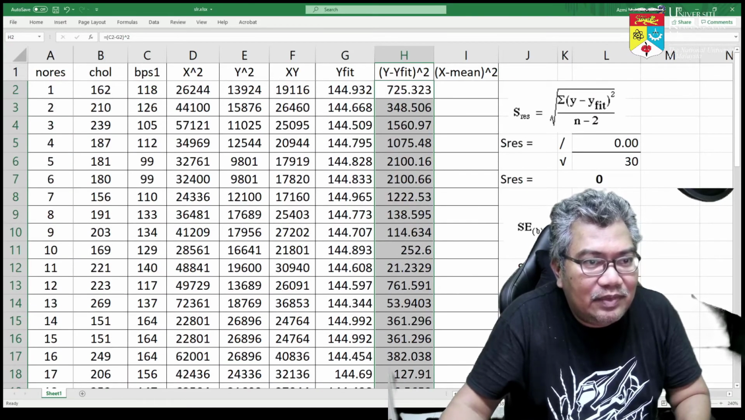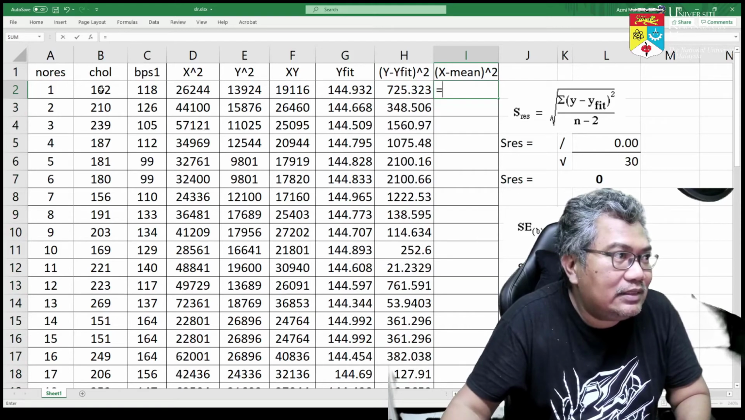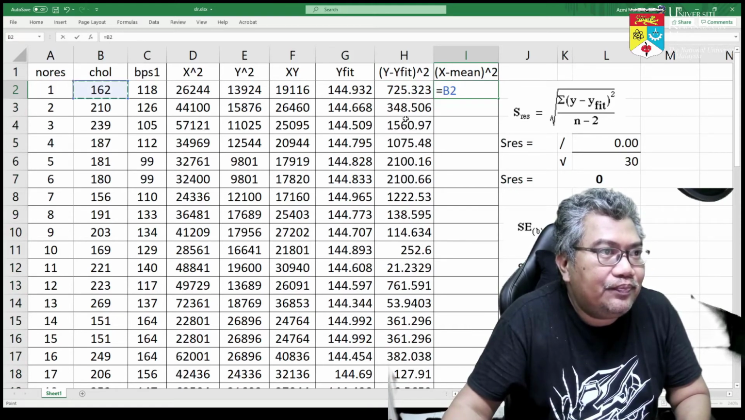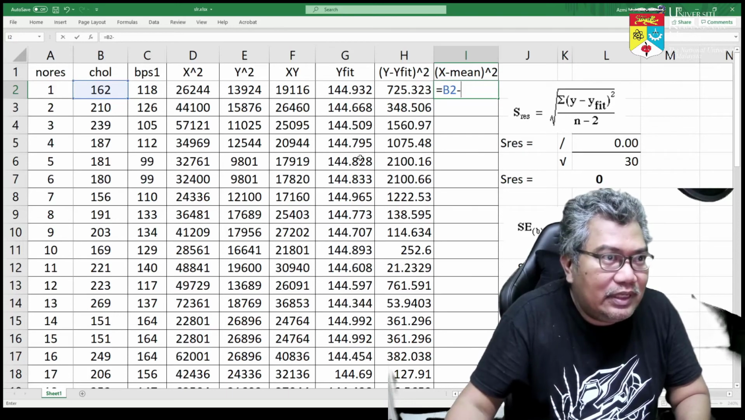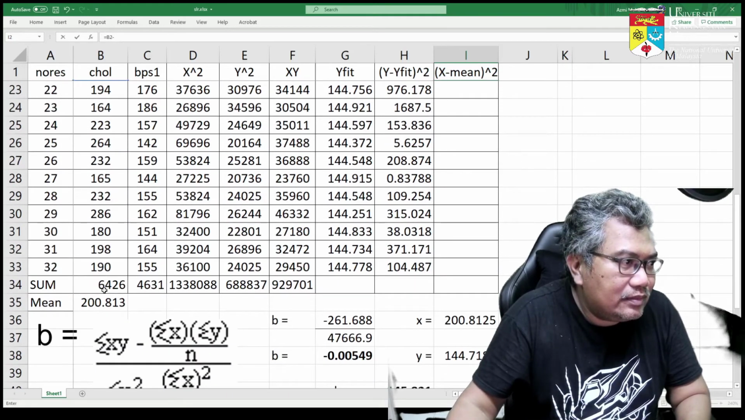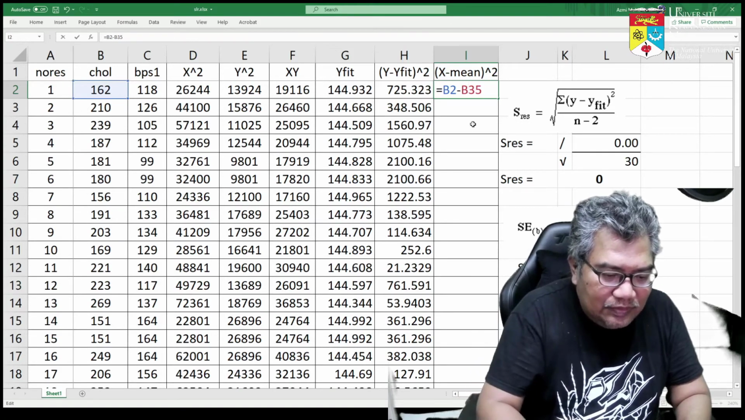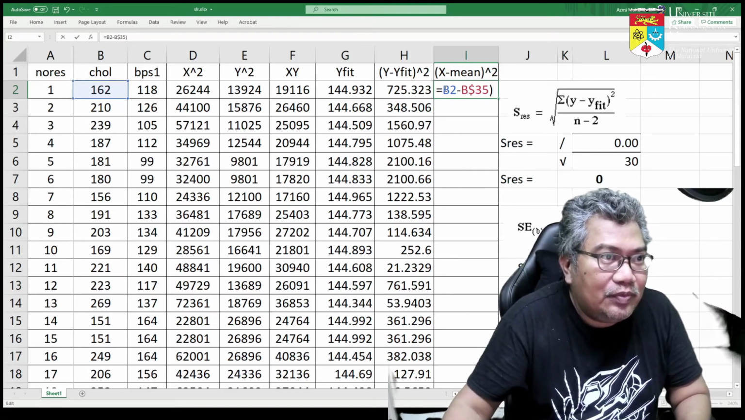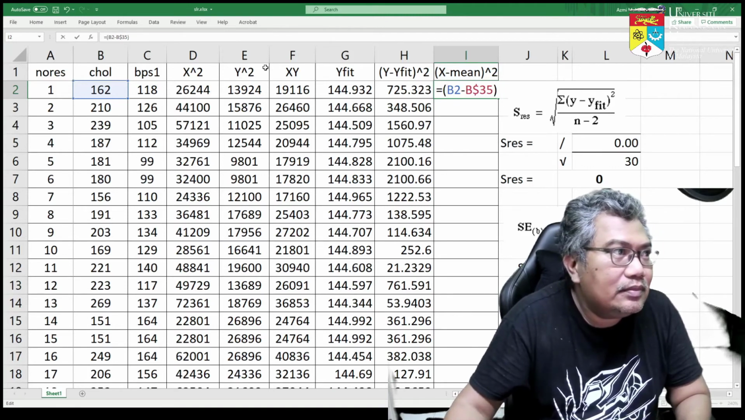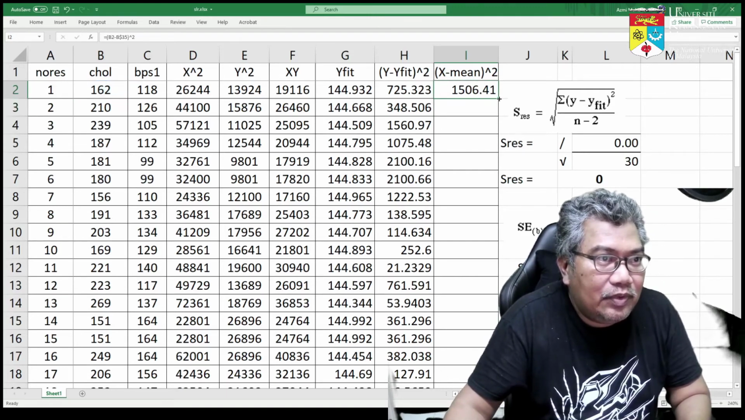For the last part, remember the formula also requires you to know the difference of the x with the mean of the x. So for that we need to do this one. So what is the x? This is the x. What is the mean? So the mean is already calculated down here at the bottom. Okay, B35. To ensure that the formula works, we just put in the $ sign, so that the formula stays the same. Then you put in the square, enter. Okay, now we pull it all the way down.